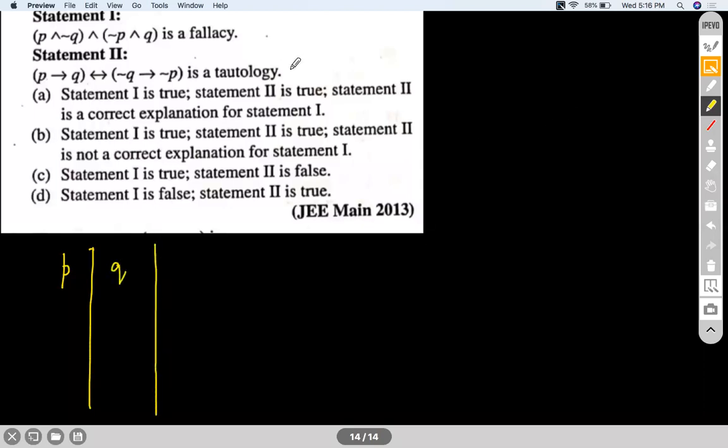Tautology is something which is always true. Falsity is which is always false. Okay, got it. Thank you, sir. The outcome of this, if you do a truth table for this, it should always give you false, false, false. Yeah, that seems true. One second, sir.